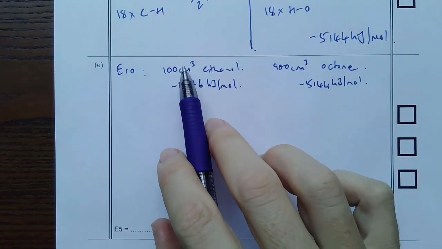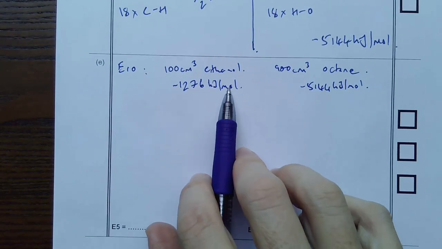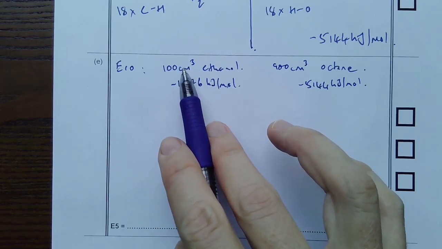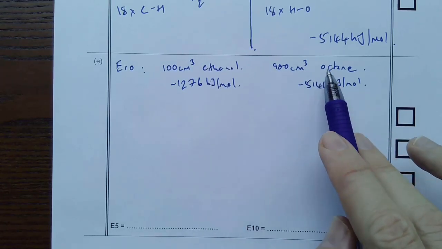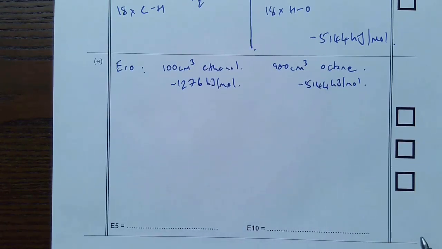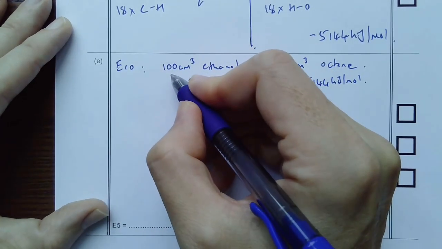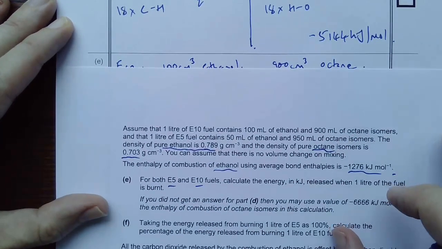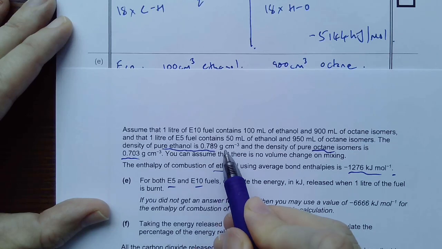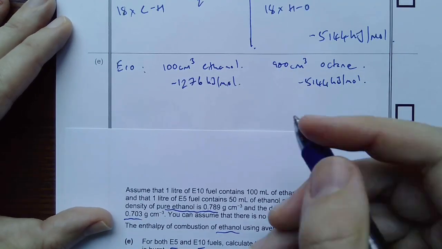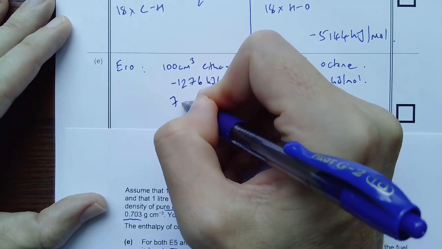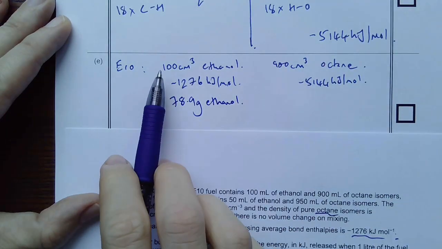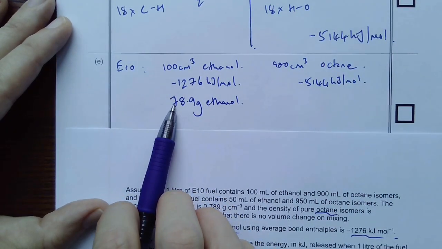And I want the total energy released in kilojoules when I do this. Now this is a volume, and this is an energy per mole. So what I really need is to know how many moles is 100 centimetres cubed of ethanol and how many moles is 900 centimetres cubed of octane, which is why I've been given the densities. So I can convert my 100 centimetres cubed into a mass because I know that ethanol is 0.789 grams per centimetre cubed. So this is going to be 78.9 grams of ethanol.